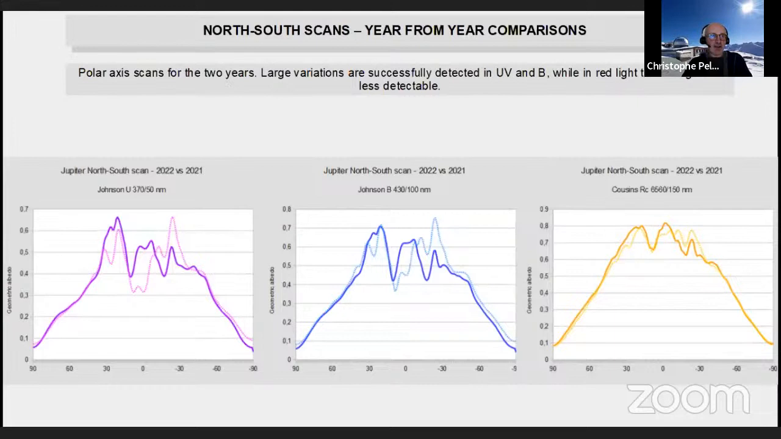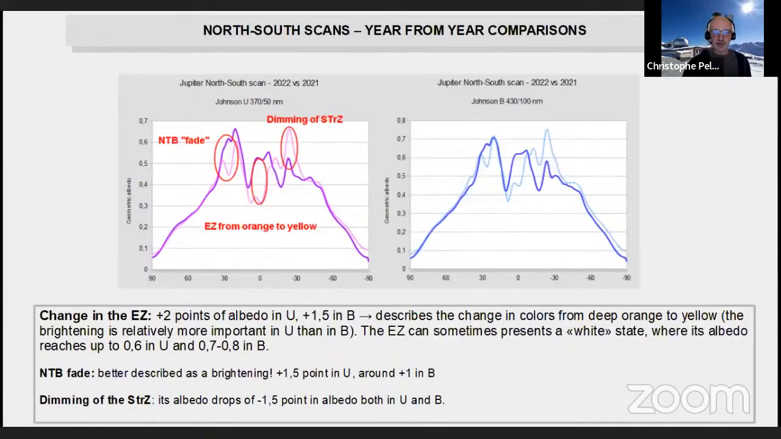So these are polar axis scans for the 2 years, and you can see that large variations are successfully detected in UV and B, while in red light, the changes are less detectable. And we are going now to try to measure the variations.